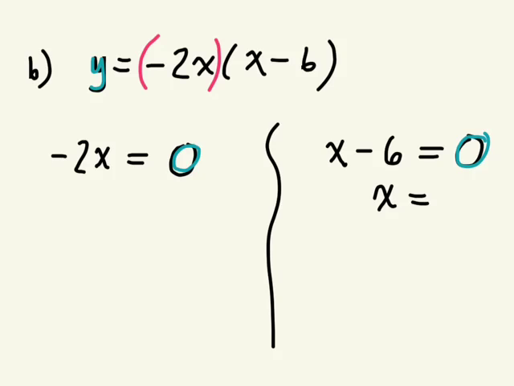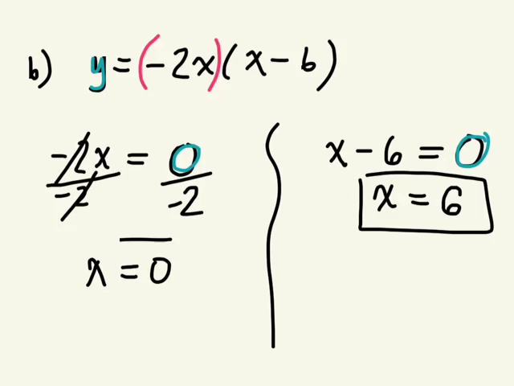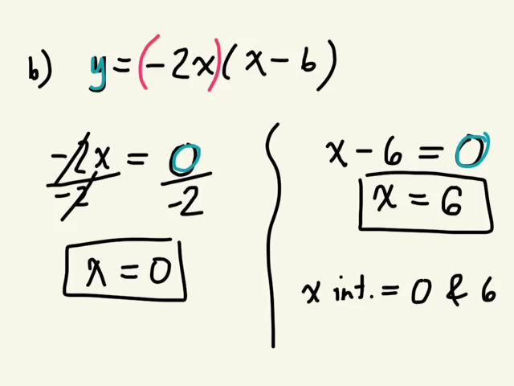If x take away 6 is 0, what's x? Positive 6. So that's one x-intercept. How do I isolate x here? -2x. If I divide this by -2, that cancels out. You're always doing the opposite. What do I have to do to the right side? Divide by -2. What's 0 divided by anything? 0. So the two x-intercepts for this are 0 and 6.